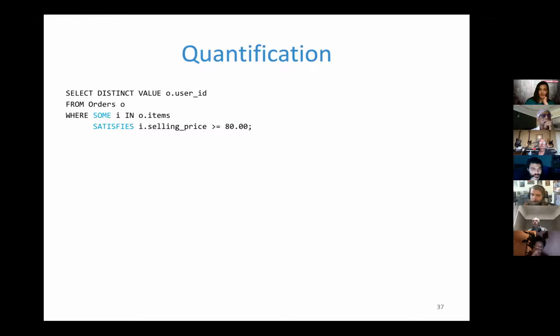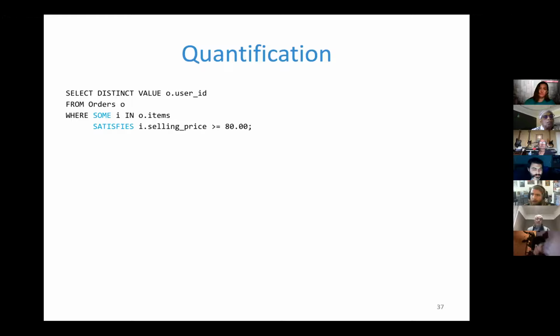Okay, so if you're talking about sets or collections, you also need to talk about quantification. So what we can do here is, obviously, the usual things, so to speak. If you have an array and you want to find out if any one of those items has a selling price more than 80, or is an expensive item, so to speak, the where clause has this new predicate, which says some I in o.items satisfies that the selling price is greater than 80.